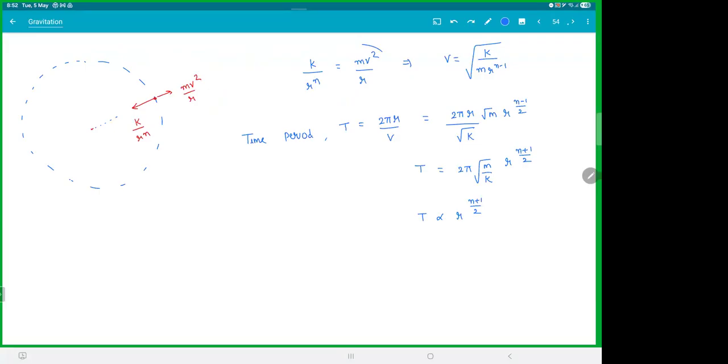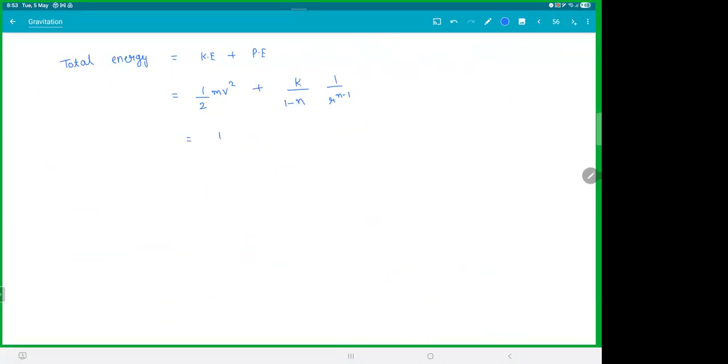So that would be half k by 2 by r power n minus 1 plus k by 1 minus n by 1 power r by n minus 1. Take out k by r power n minus 1 common, you end up with 1 by 2 plus 1 by 1 minus n. This is your total energy of the system.